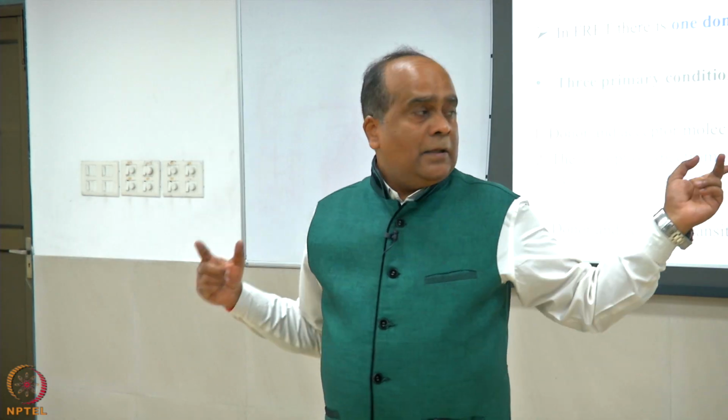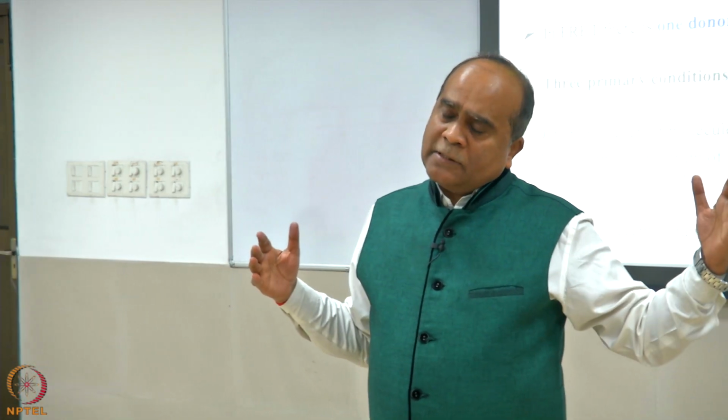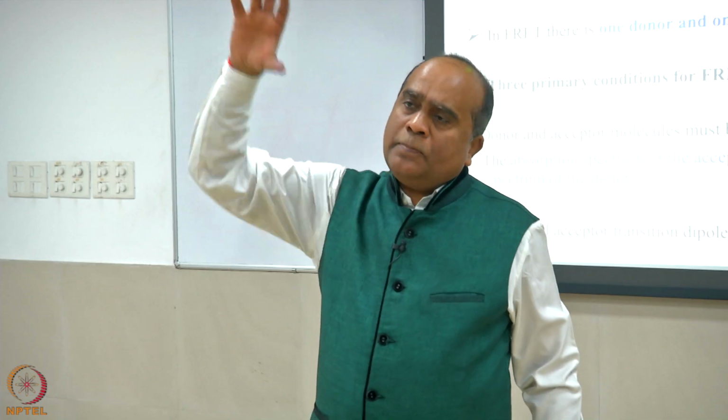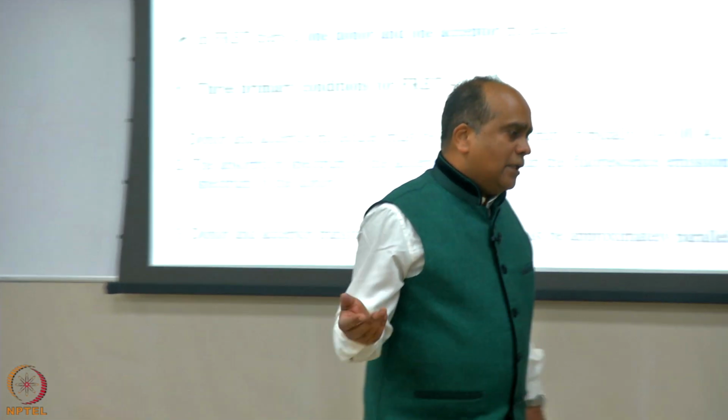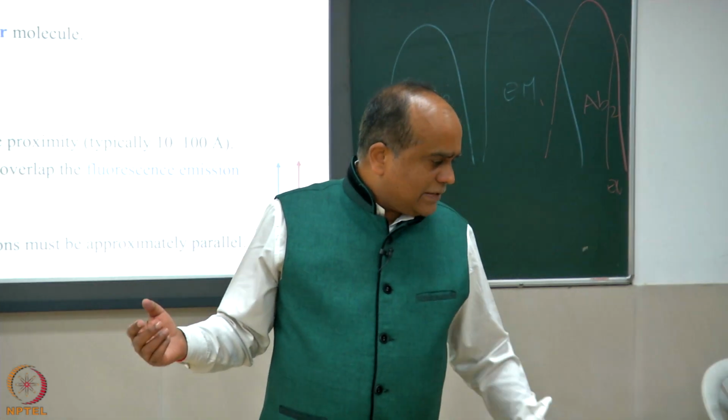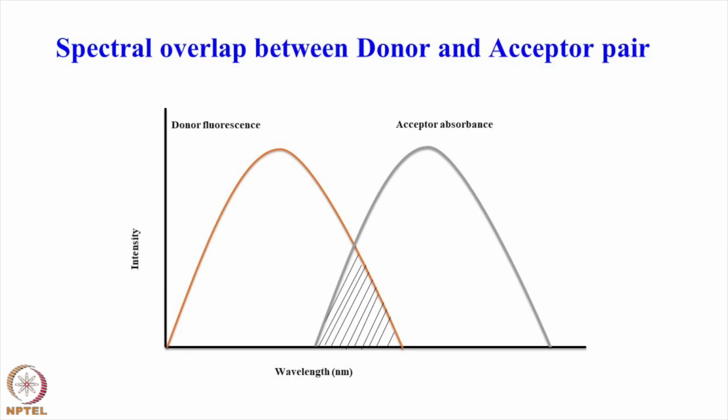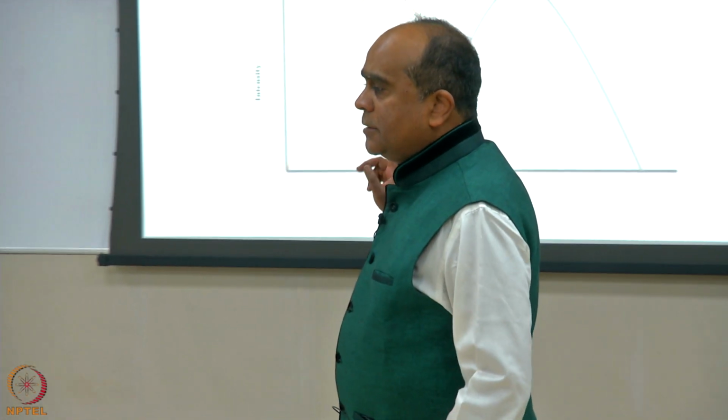Second condition, emission and absorption: the emission of the donor should be matching with the absorption of the acceptor, and the energies have to be close. So, essentially this is the donor fluorescence, this is the acceptor fluorescence. Donor emission should be matching, and then only energy transfer can happen, right. So, this is a critical requirement.